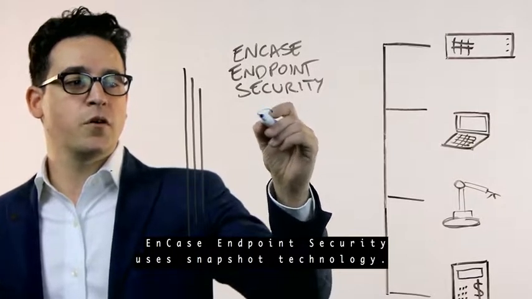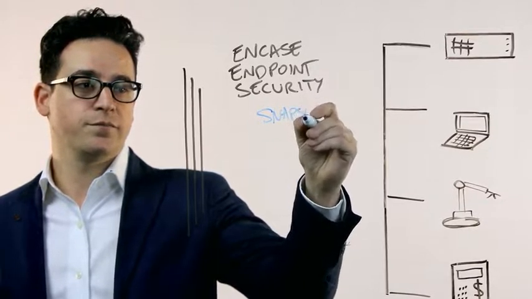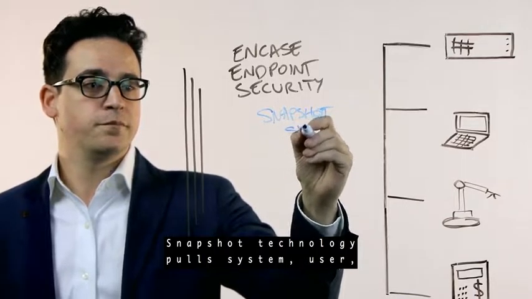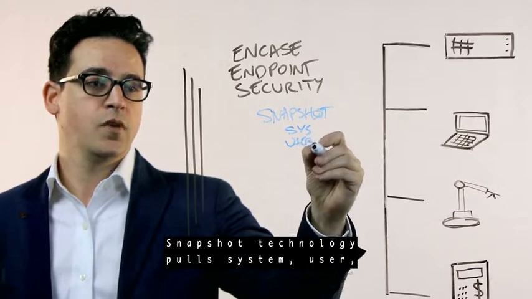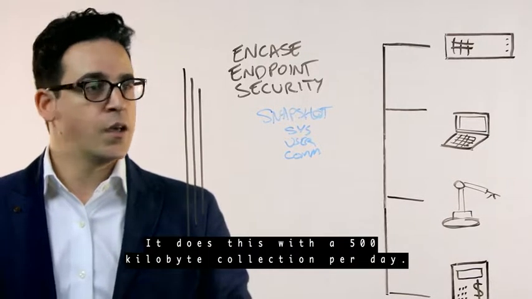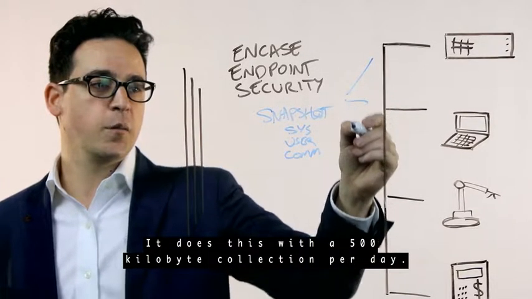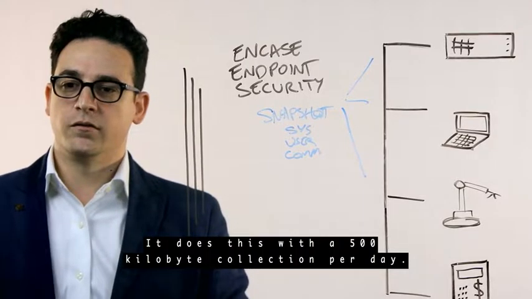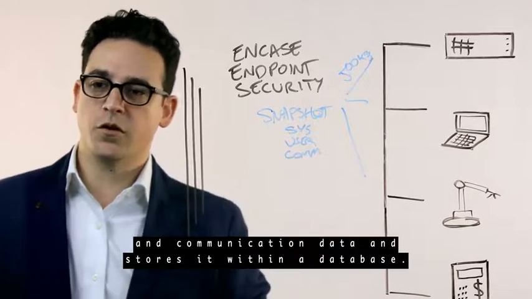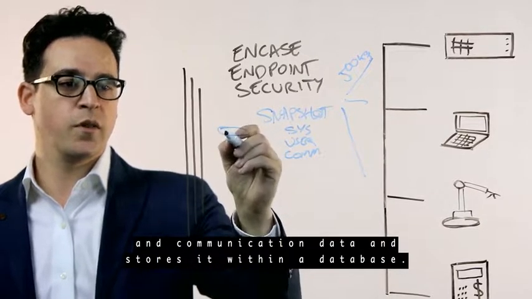EnCase endpoint security uses Snapshot technology. Snapshot technology pulls system, user, and communication activity from each individual endpoint. It does this with a 500 kilobyte collection per day. That 500 kilobytes pulls back the system, user, and communication data and stores it within a database.